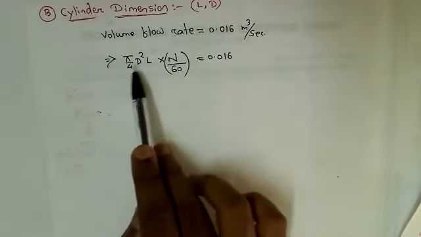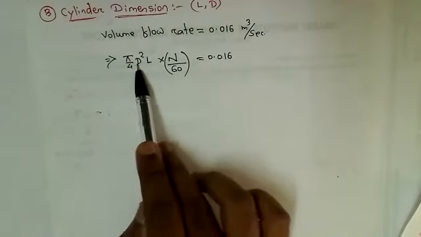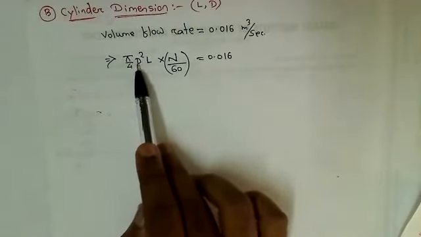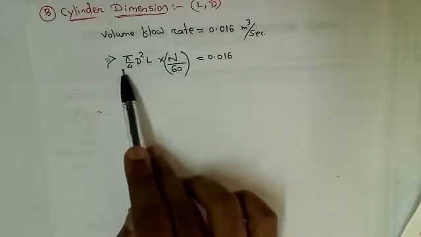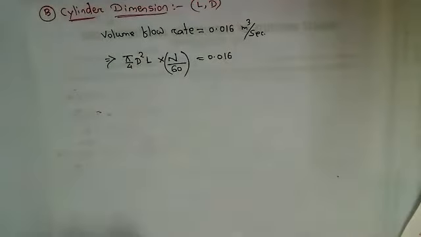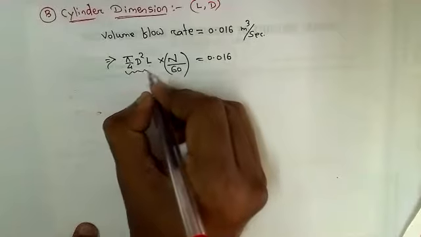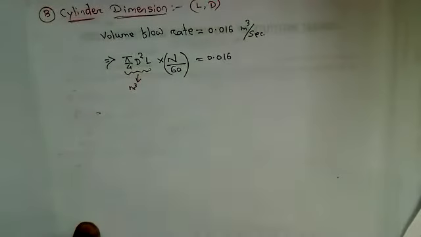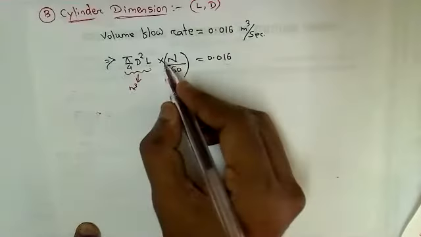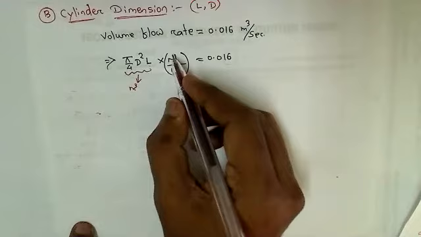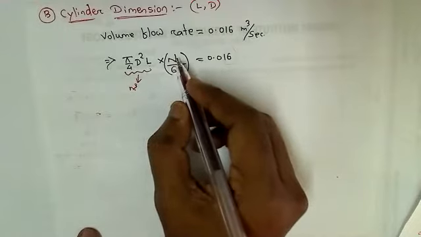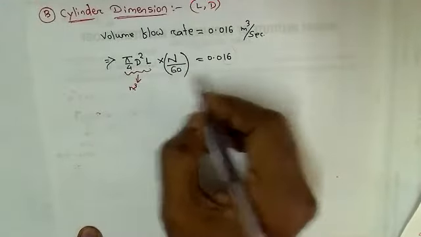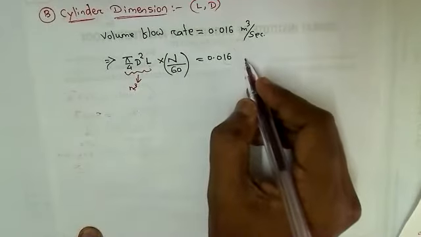Volume means pi by 4 d square into L. The unit of diameter is meter, and the unit of length is meter. So d square into L means meter square into meter, meter cube. And if we multiply N here, which is revolution per minute, the total unit will be meter cube per minute. But here the unit is meter cube per second.